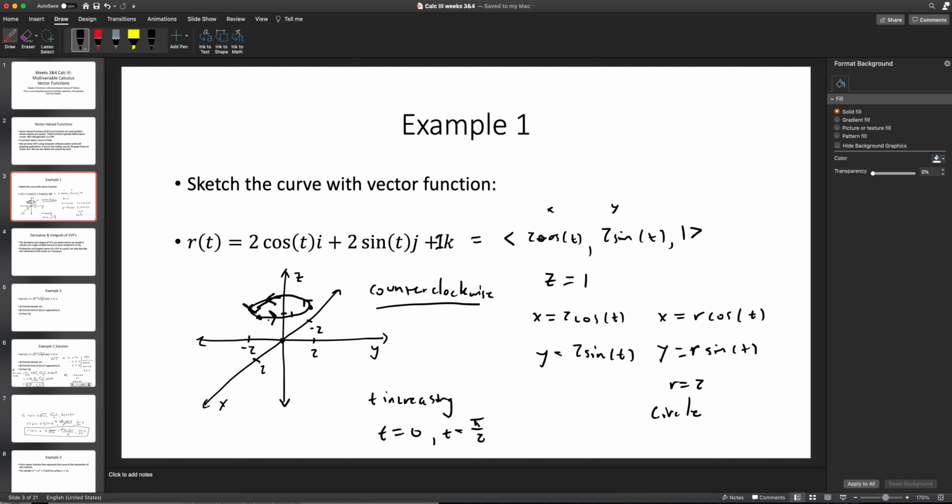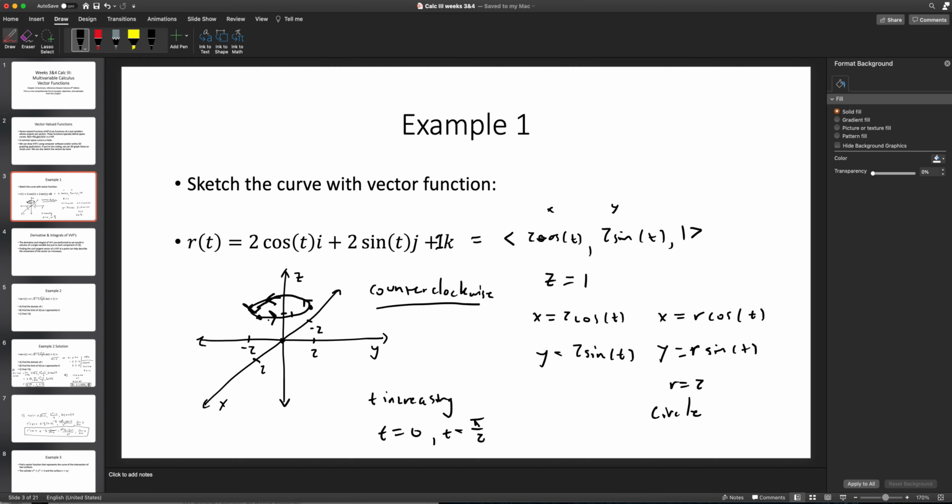How we do that is we take a couple of points where t is increasing, so 0 and pi half, and we see we get these points here. So we get a counterclockwise motion on this space curve. So it's just a circle that's rotating counterclockwise here.